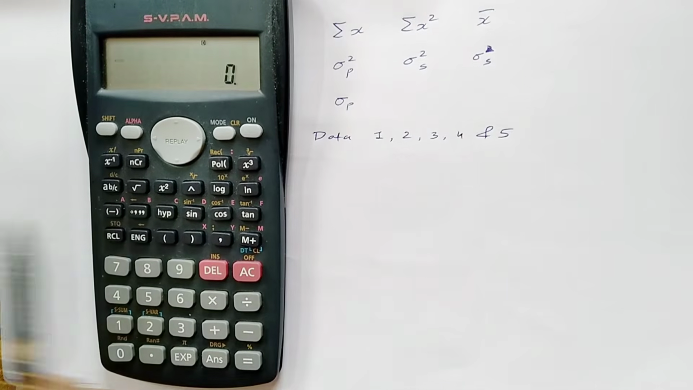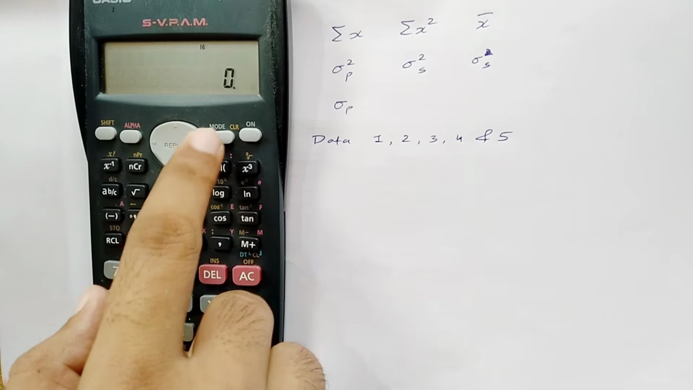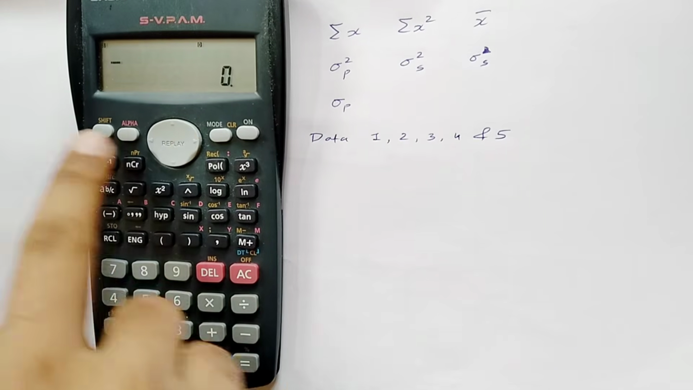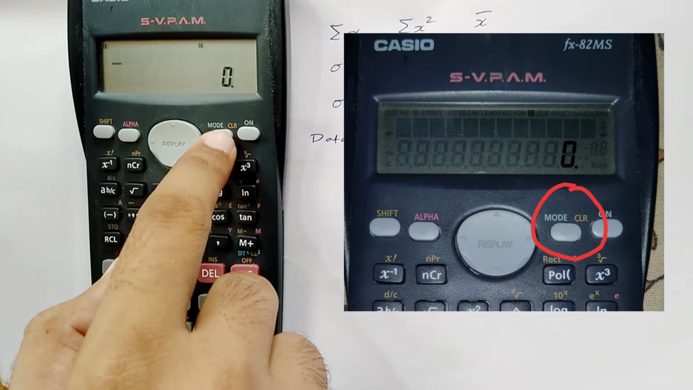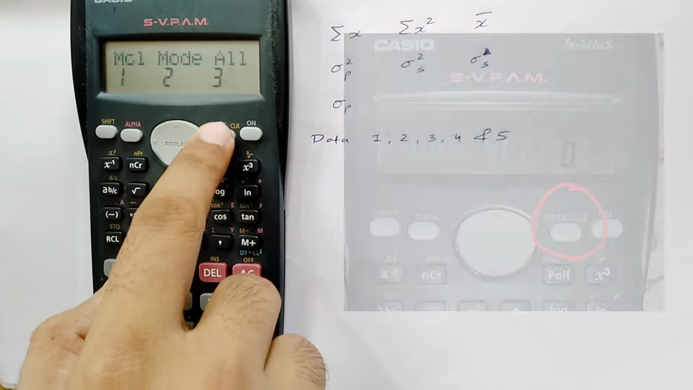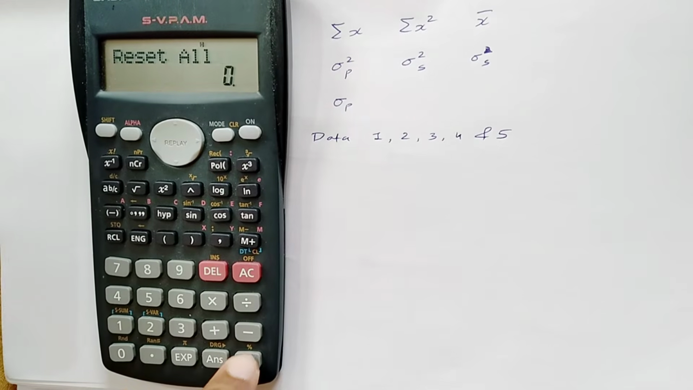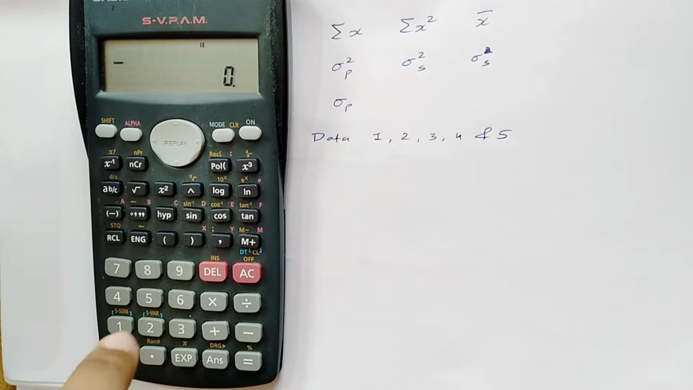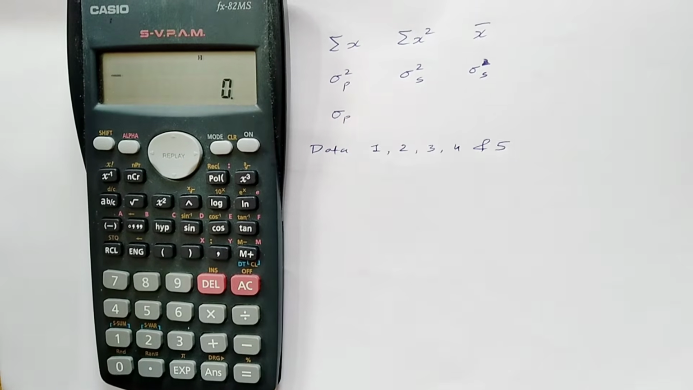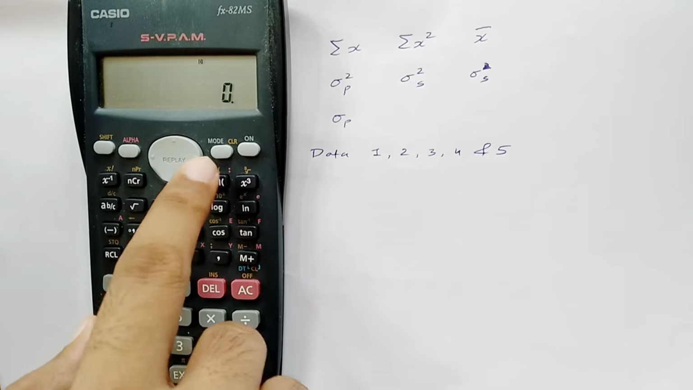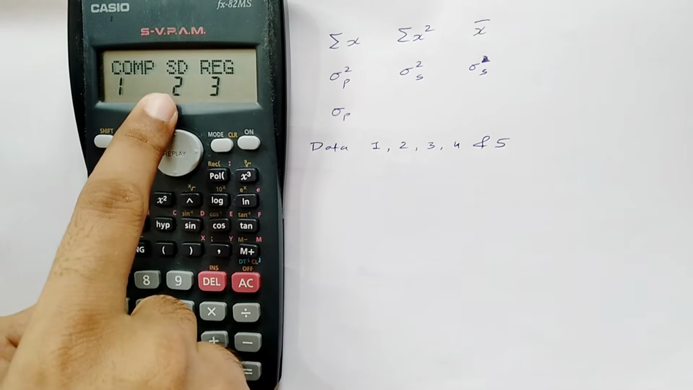So now let's do our first step. The first step would be press shift, then yellow gets activated. So yellow here is CLR, that means clear. So clear, we want to clear everything. So 3, equal to. What this will do, this will delete all the previous data that is present in the system. Okay, now press on the mode, then we want this SD.